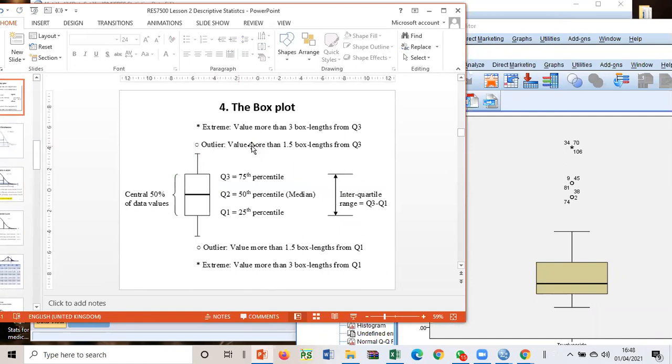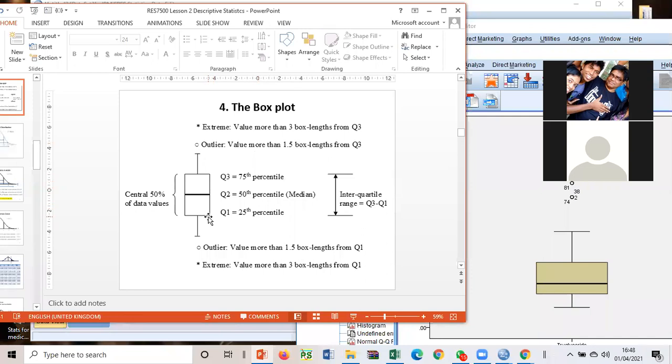So what is an outlier? Values more than 1.5 box lengths from Q3. So this is a box length. Which is a box? This is a box. Box length refers to the distance from Q1 to Q3, also known as the interquartile range. So what's the interquartile range? The distance between the upper and lower quartiles.